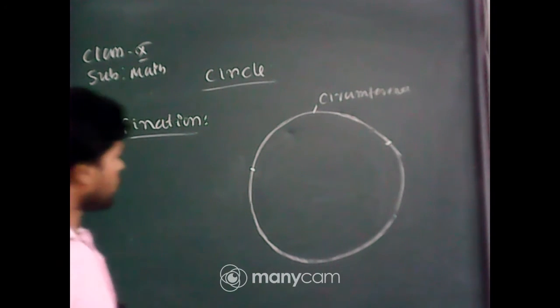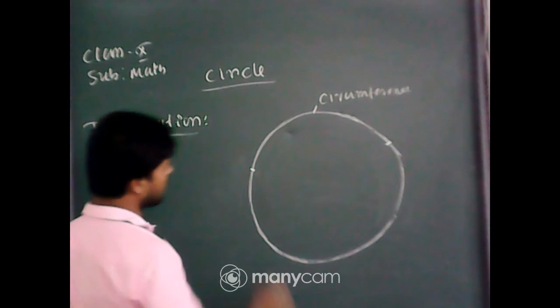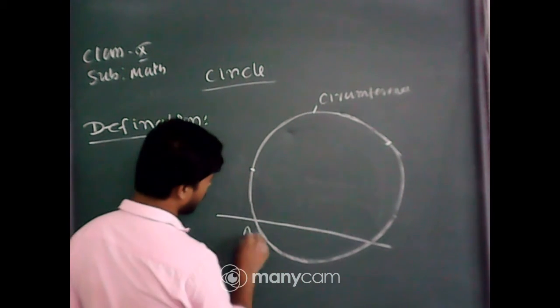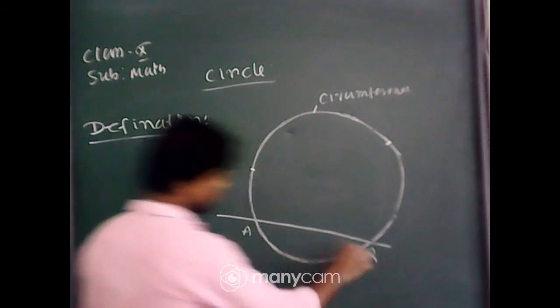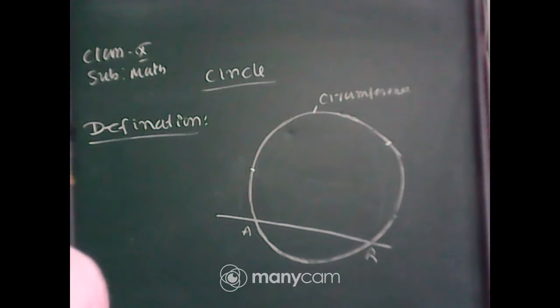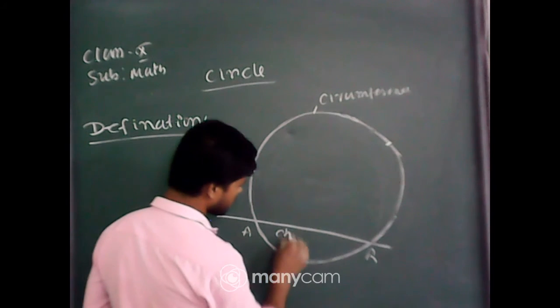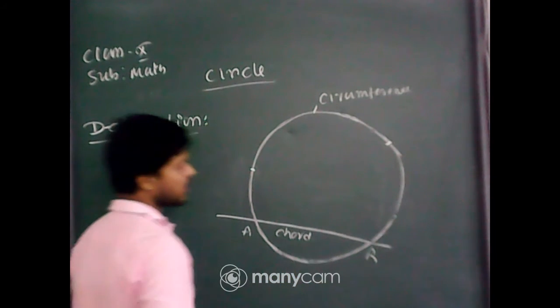Okay, now look, if I draw any line which intersects the circle at 2 points, this line is called what? Yes, this line is called a chord. This line is called a chord.